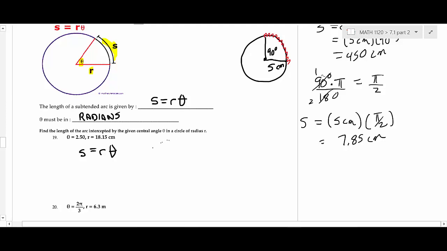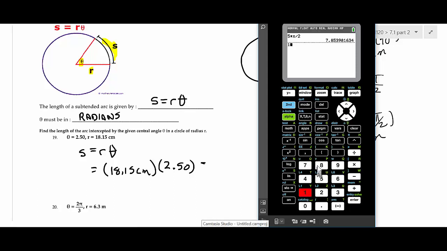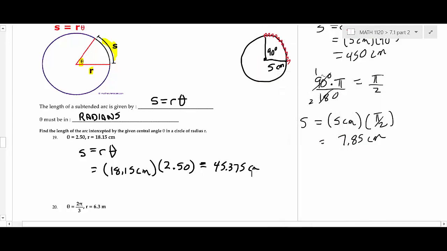So in this problem, all you're going to do is take the radius, 18.15 centimeters, and multiply by 2.50 radians. This would be one where we just take the calculator out and crunch it out, and then we'll have the length of the arc. This is a real simple thing to do if you're already in radians. It doesn't take much work at all. I'm just going to leave the answer the way it is, with all the decimals, so that's 45.375 centimeters. Problem done. Everybody got that? S equals R theta.